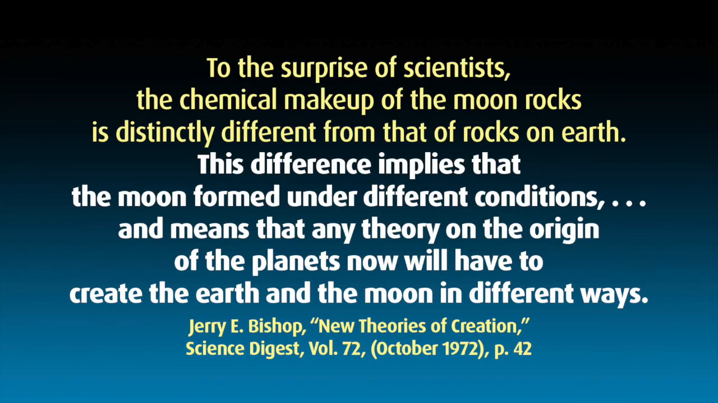So here is a summary that was published in Science Digest. To the surprise of scientists, the chemical makeup of the moon rocks is distinctly different from that of rocks on Earth. The difference implies that the moon formed under different conditions and means that any theory on the origin of the planets now will have to create the Earth and the moon in different ways. So again, we're finding out that this model of everything all just aggregating out from a big cloud of dust, it doesn't hold up with the evidence that we're finding.